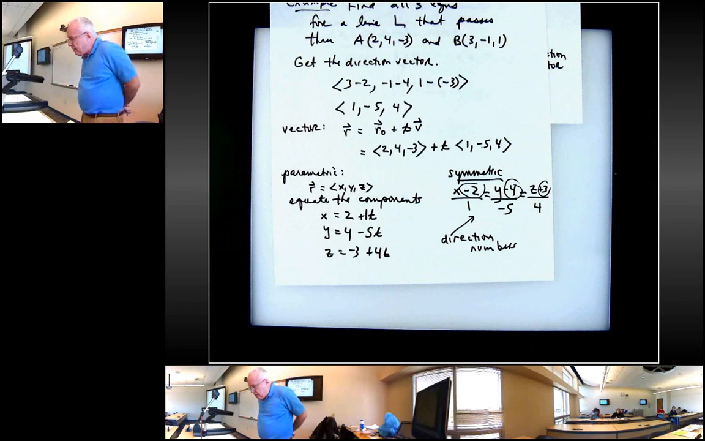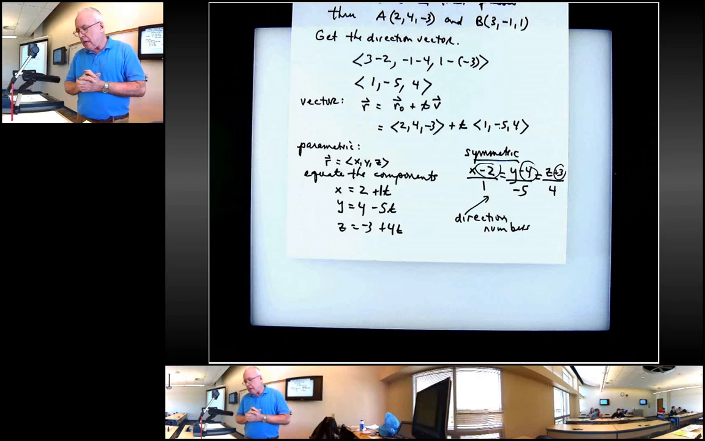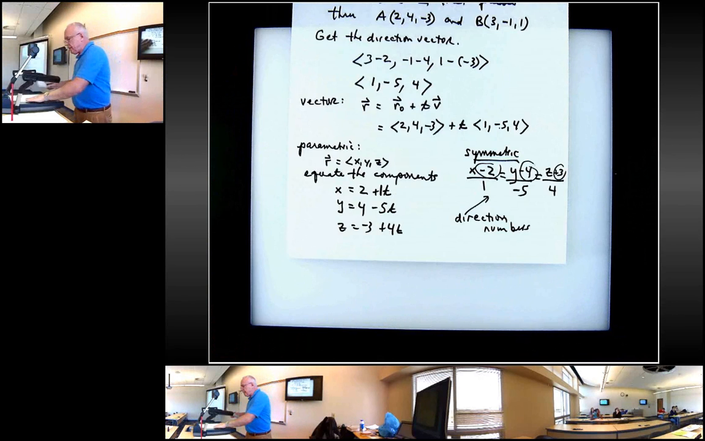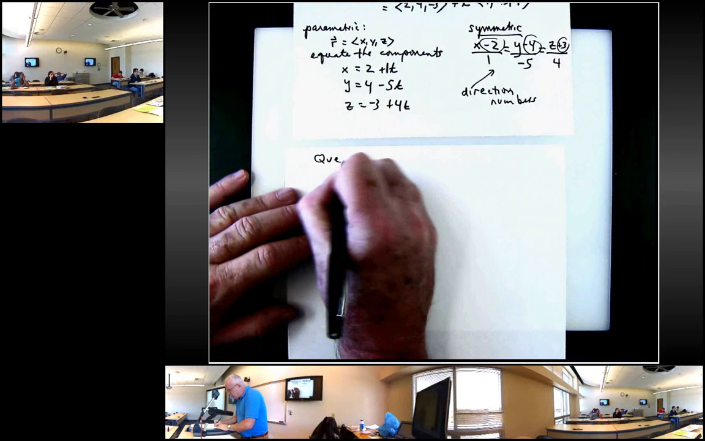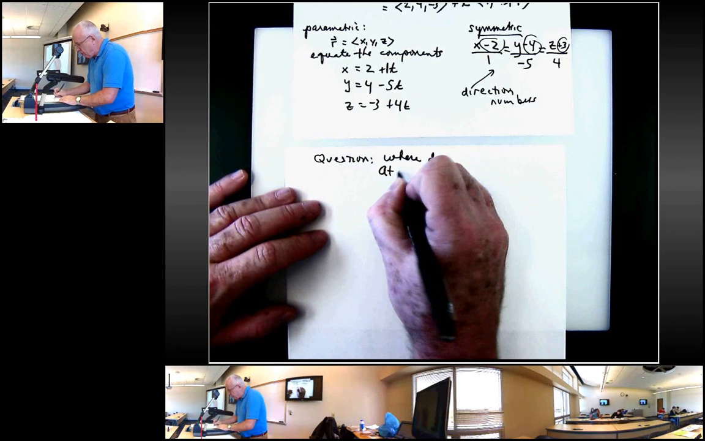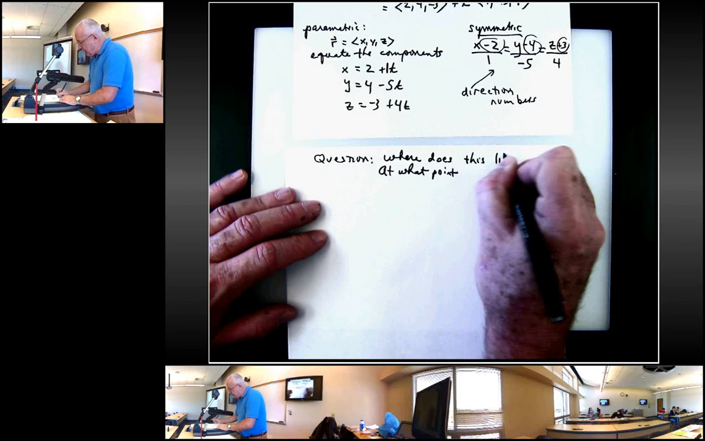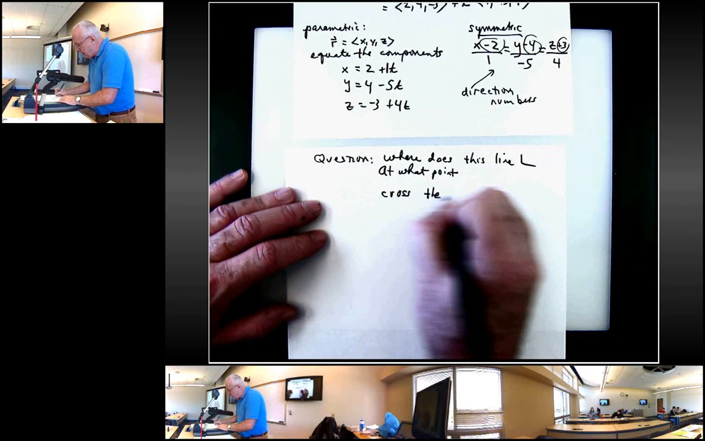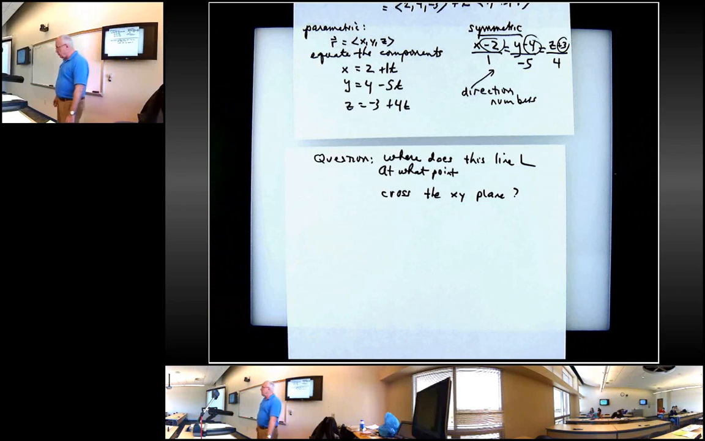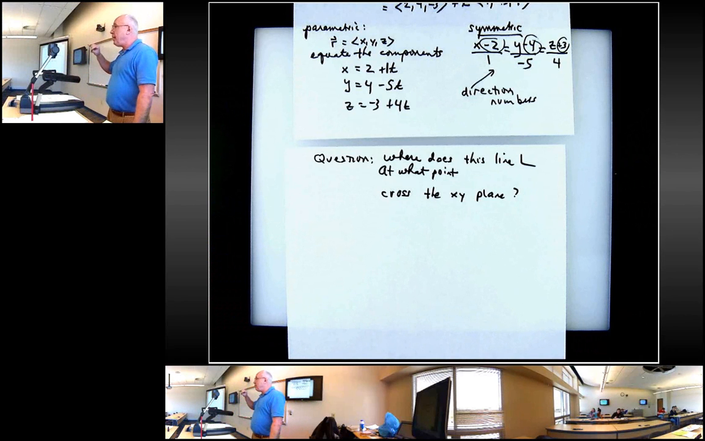Okay. I've got another question about this. So here's our line. How about this question for this line? Where does this line cross the xy plane? So let me suppose this is a question. At what point does this line, capital L, cross the xy plane? Now remember, these lines go all the way out to infinity one way, all the way out the other direction. So unless this line were exactly parallel to the xy plane, it's going to cross it at some point.